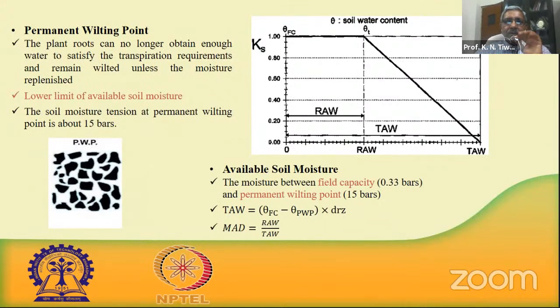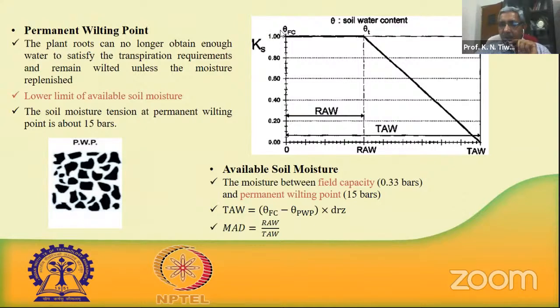Wilting point means plants are no longer able to extract water from the soil. So here, the total water available from field capacity to the wilting point is the total available water. Beyond the wilting point, plants are no longer able to extract water. So this part is readily available water, and this part is the total available water.